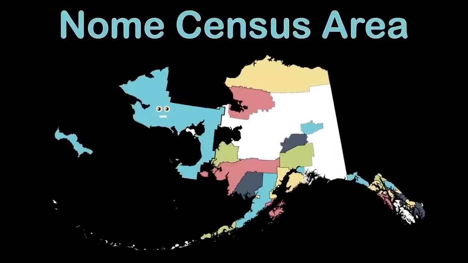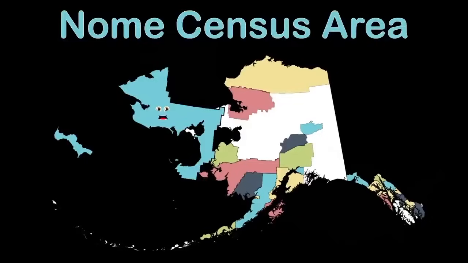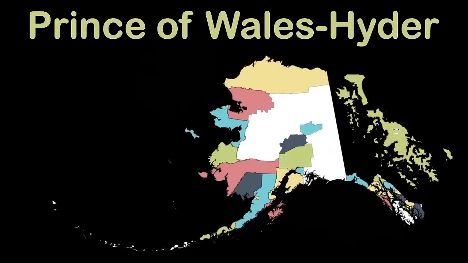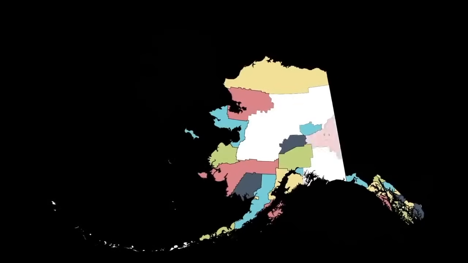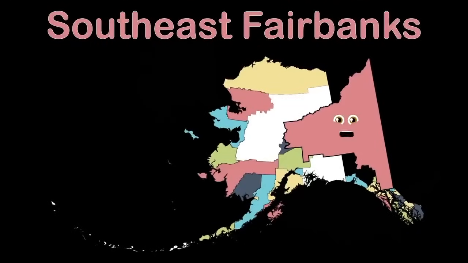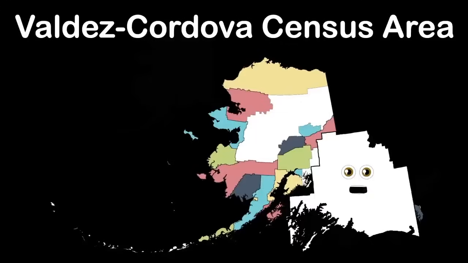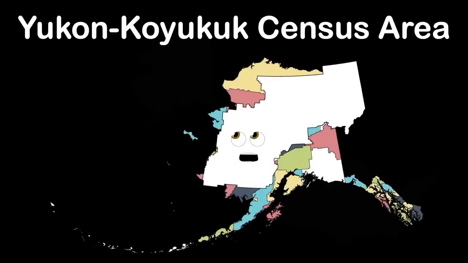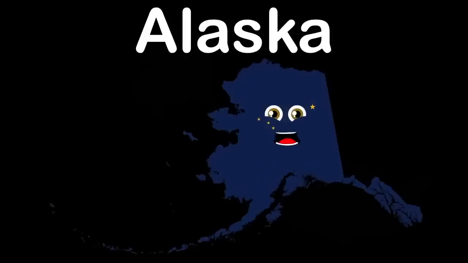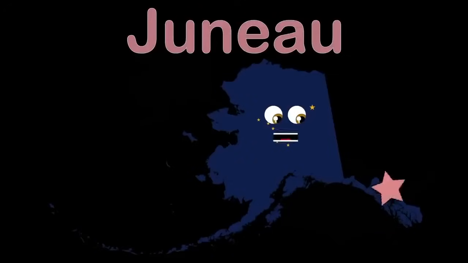I'm Nome Census Area, that's enough about me. Prince of Wales-Hyder Census Area is what I am. Southeast Fairbanks Census Area, in the east I span. Valdez-Cordova Census Area is in the south. Yukon-Koyukuk Census Area, you heard this from my mouth. My name is Alaska, a U.S. state. Juneau is my capital, the wilderness here is so great.